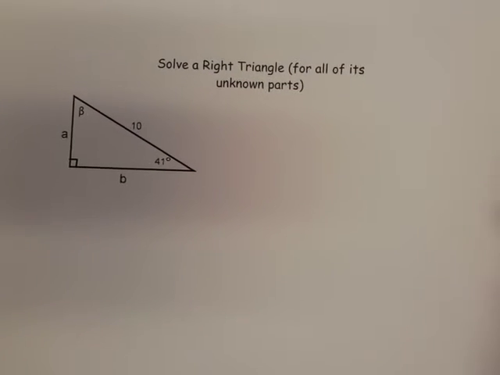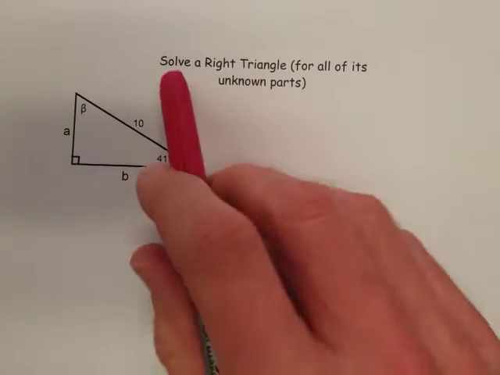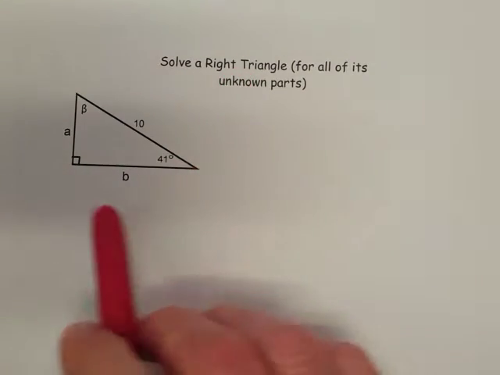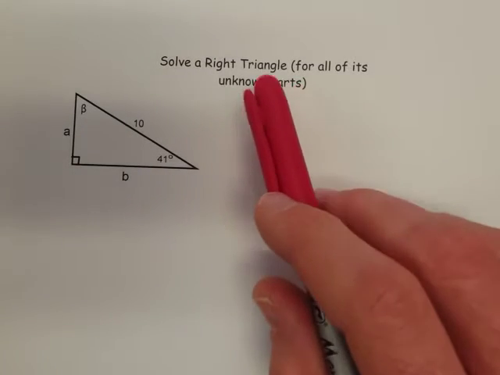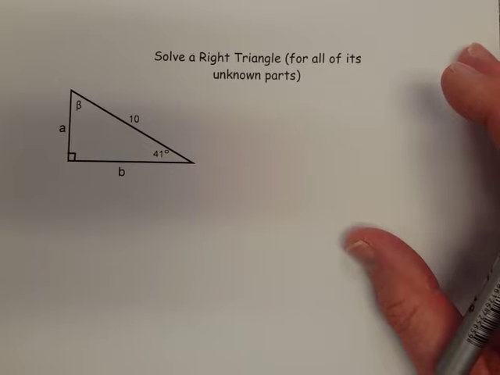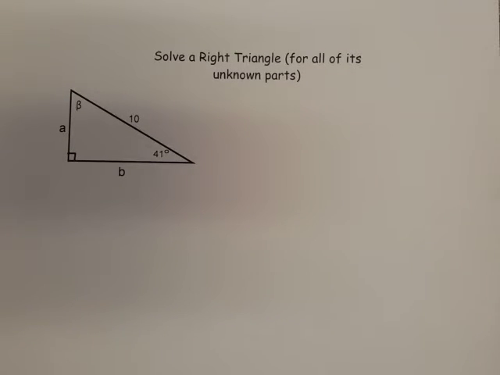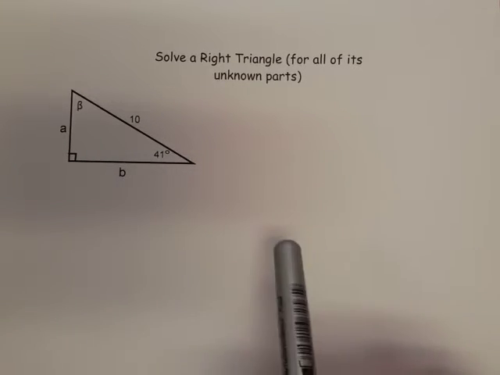We are in 4.2 day 2, and this is example 2. It's about what we call solving a right triangle. When you say solving a right triangle, it's not just finding one piece, it's finding all of its pieces. So we're going to look for all the unknown parts in this particular case, and we're going to do so by just using some more trig equations. Keeping in mind that there needs to be at least 3 pieces given to us.